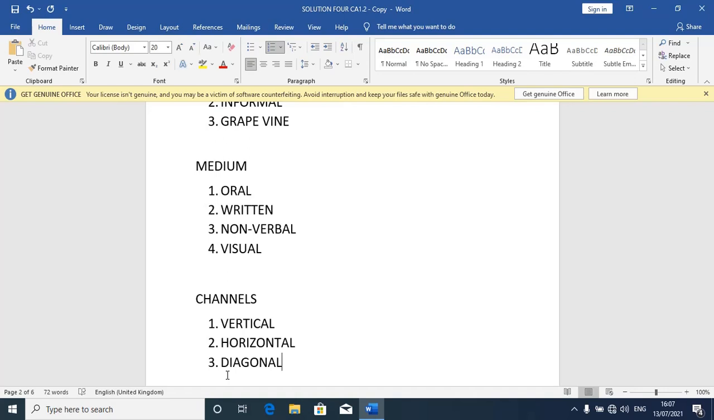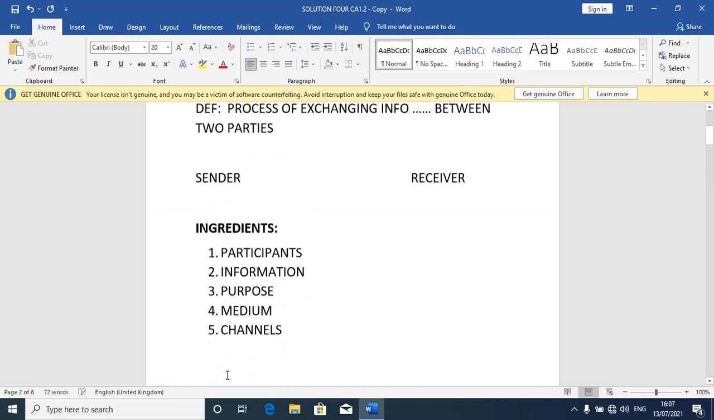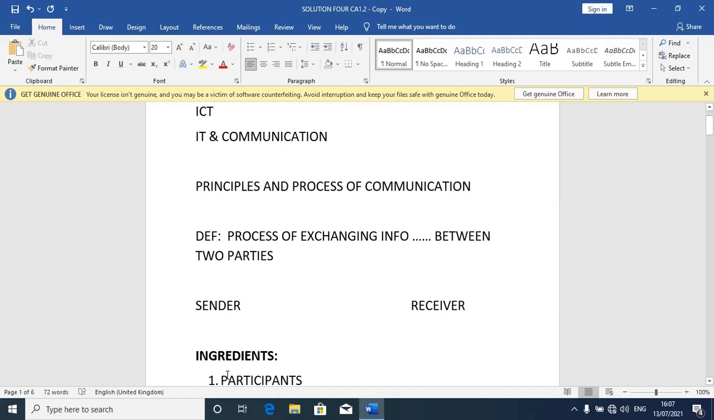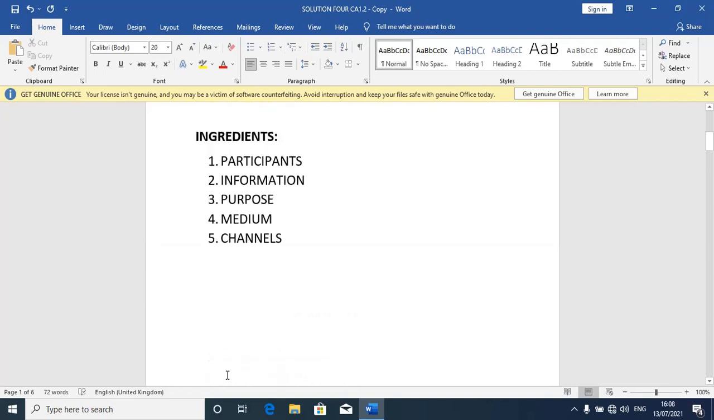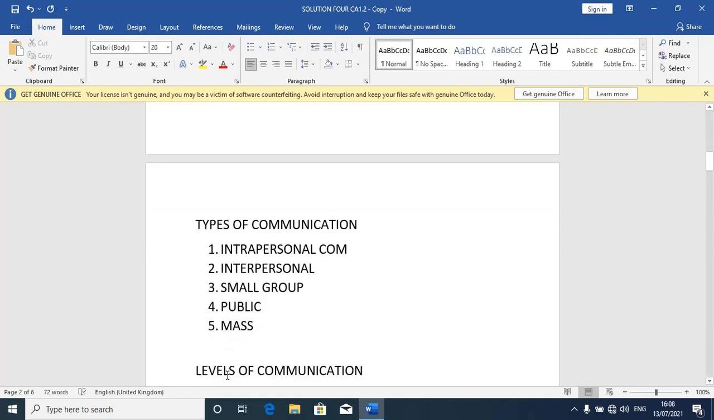That concludes our introduction to communication, looking at the principles and process of communication. Let me run through what we have learned today. We talked about the definition of communication: the process of exchanging information, ideas, feelings, emotions between two parties, the sender and the receiver. We talked about the ingredients: participants, the information, the purpose, medium, and the channel. And the types: intrapersonal within a person, interpersonal between individuals, small group communication, public communication addressing a large group, mass communication addressing an undefined audience.